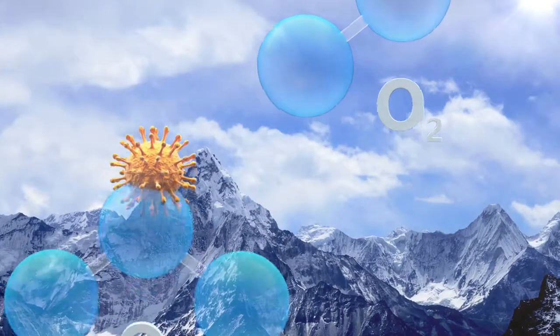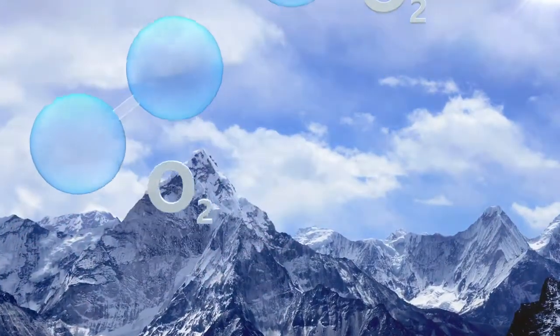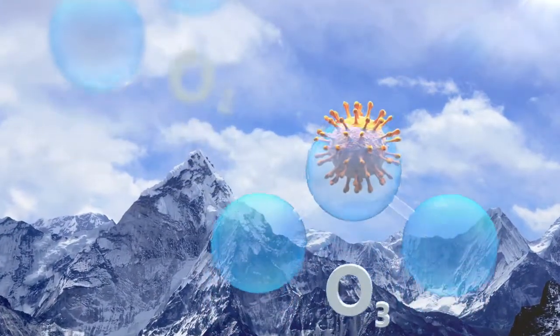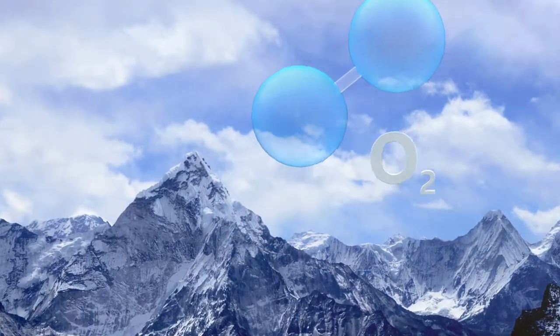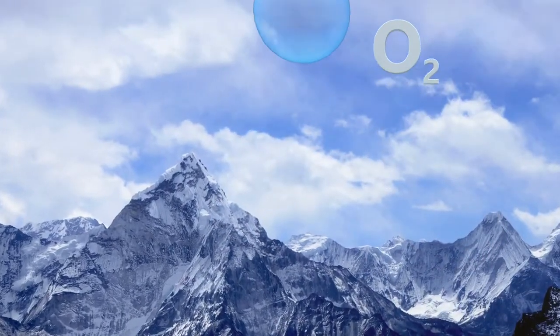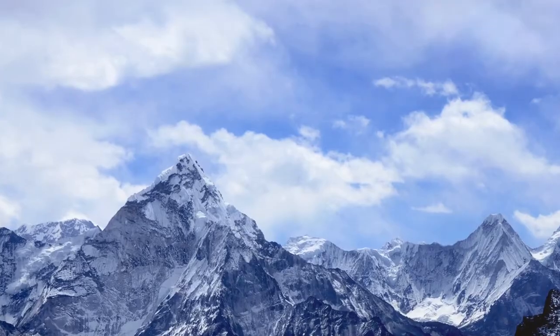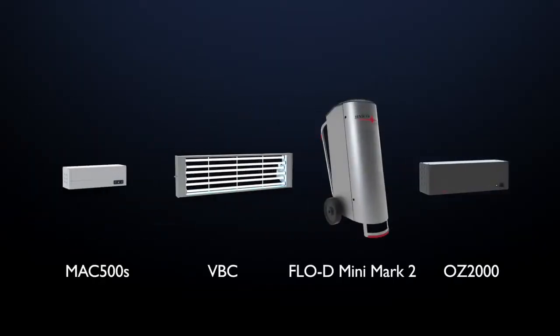This process takes place in nature, but does not exist indoors. Through our environmentally friendly technology, we can purify the air you breathe and disinfect the surfaces you touch. JIMCO offers a variety of solutions to significantly reduce the virus.